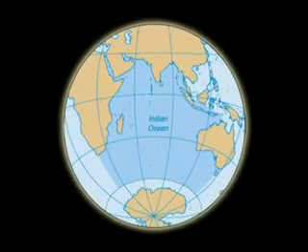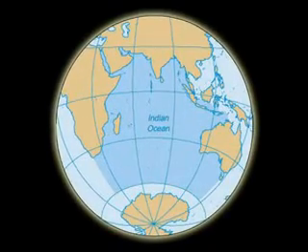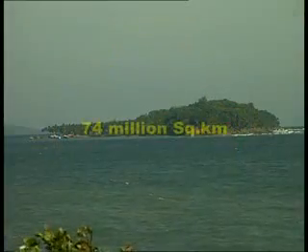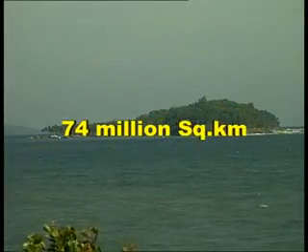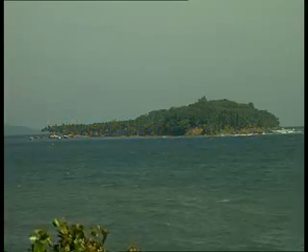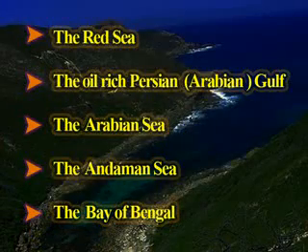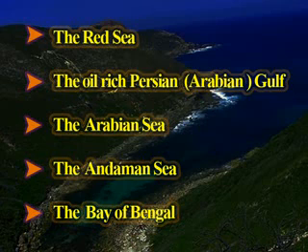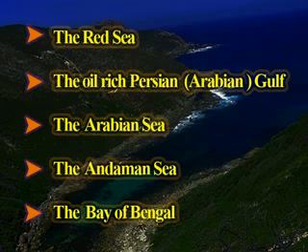The third important ocean is the Indian Ocean. The Indian Ocean is the third largest ocean in the world. It covers the Earth's surface area of about 74 million square kilometers. The Indian Ocean also includes the Red Sea, the oil-rich Persian Gulf or the Arabian Gulf, the Arabian Sea, the Andaman Sea and the Bay of Bengal.